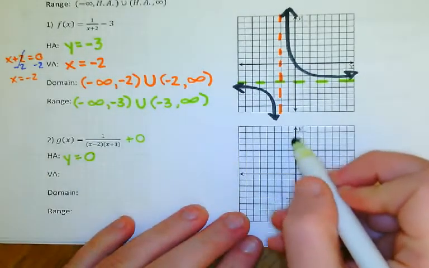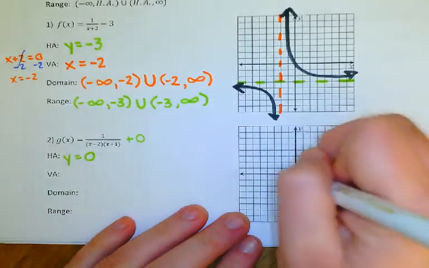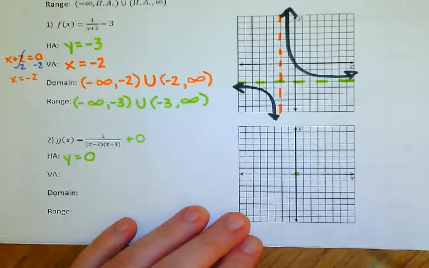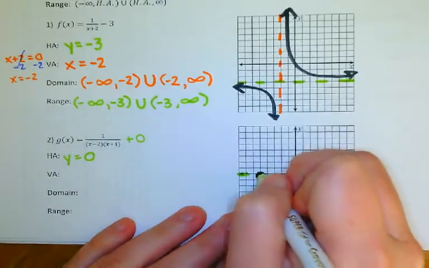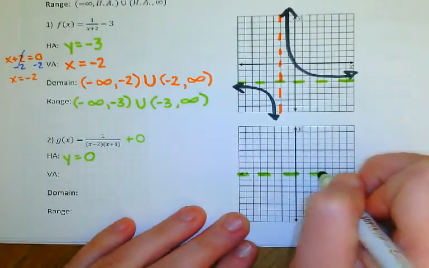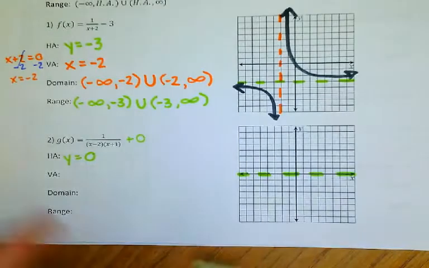So I'm going to go ahead and put that on my graph. Here's my y-axis, and 0 on my y-axis is right there. So I'm going to put a horizontal line at y equals 0.